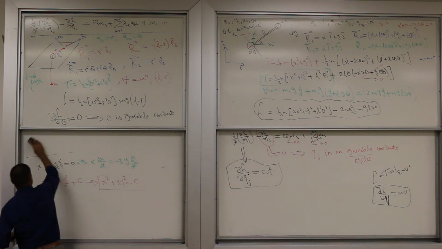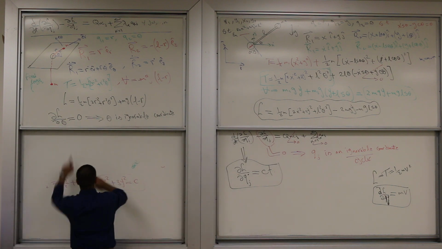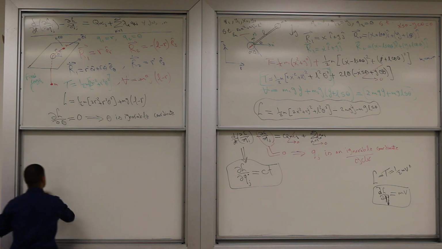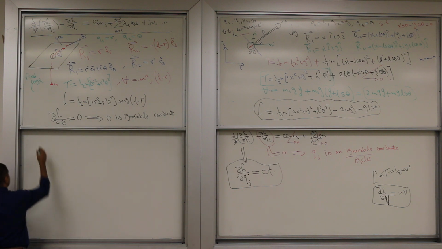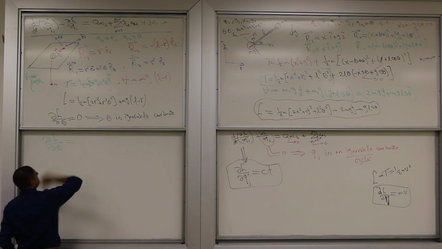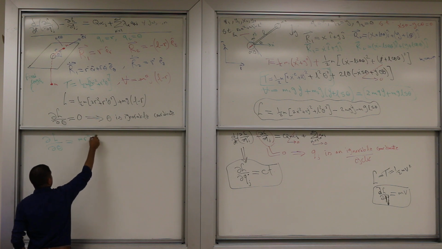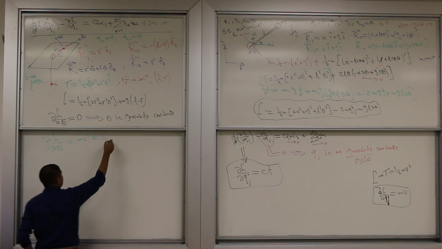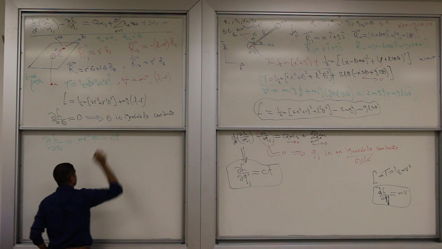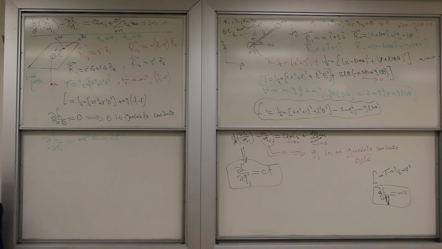So the implication is that partial L, partial theta dot is conserved, a constant quantity. Partial L, partial theta dot, what's that please? This is m r squared theta dot. This quantity, whatever it is, is conserved. This is constant along the motion. Its initial value equals its value at any particular moment. Okay?